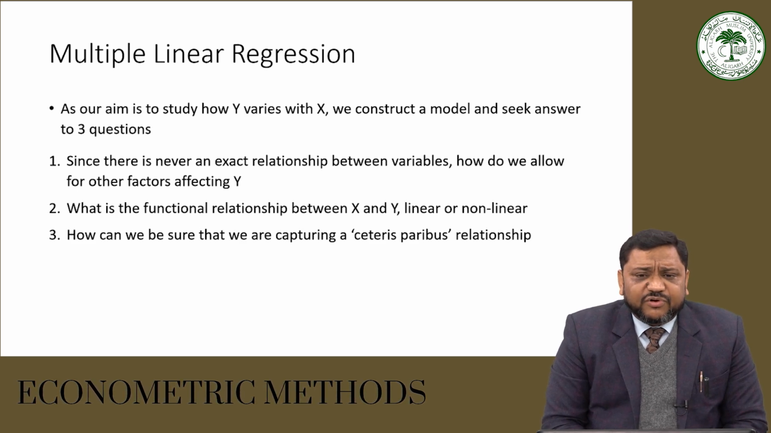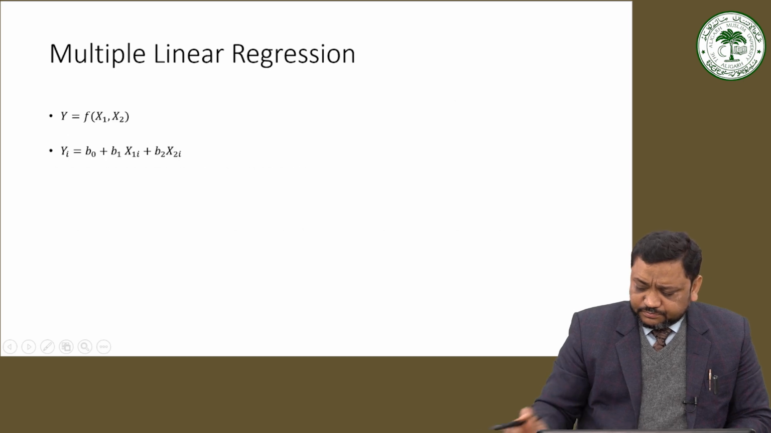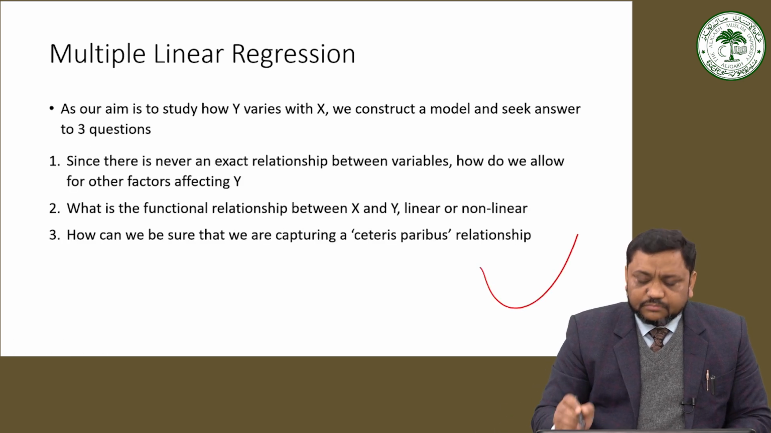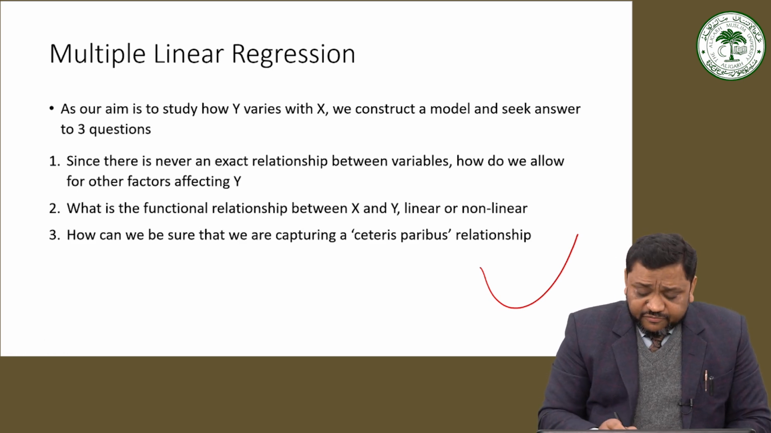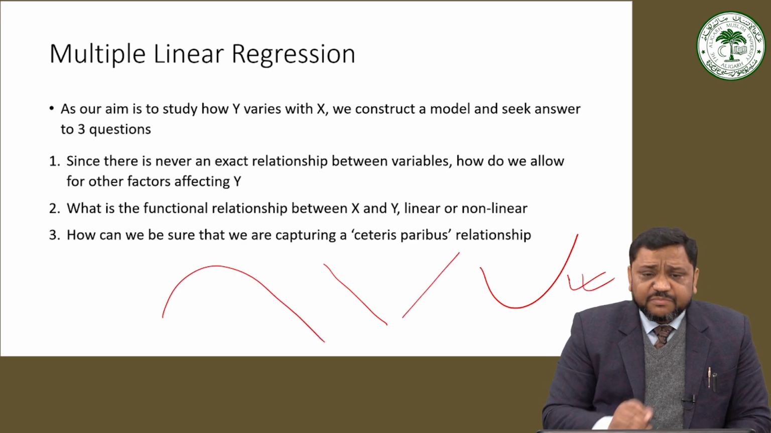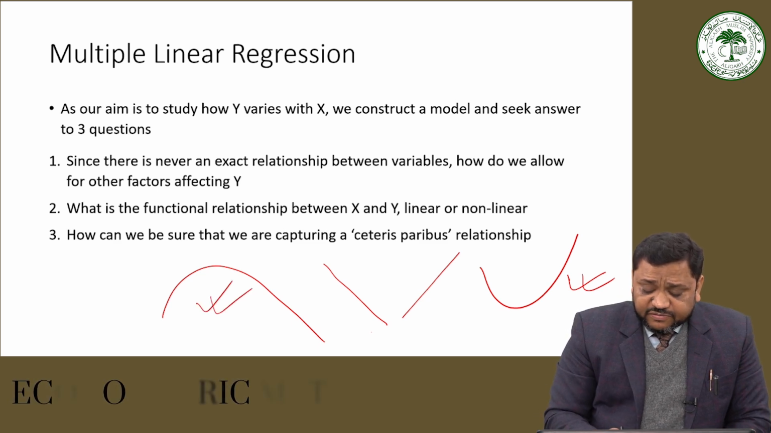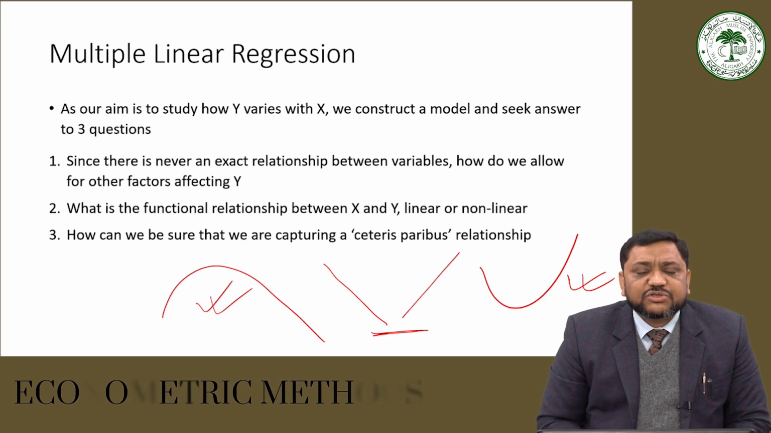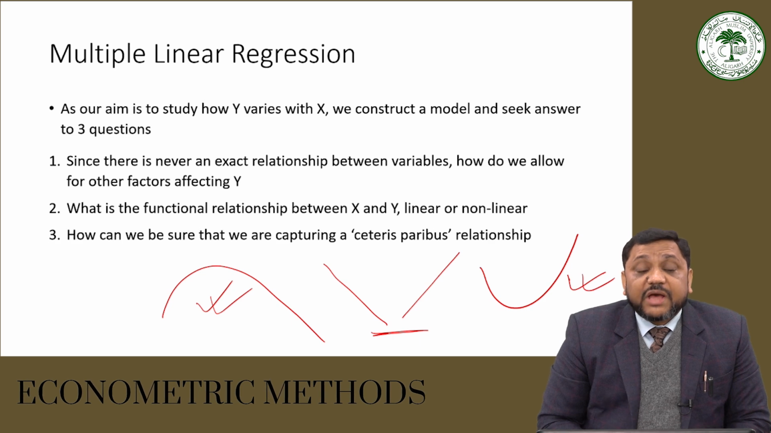Many things in the real world, like your cost curve, if you remember, your cost curve is something like this. Not only the cost curve, your Kuznets curve too. They are not linear, neither like this nor like this; rather, the relationship is like this, a curve. So if this is the form and we are assuming a linear form, then we are doing something wrong. Our model is not properly specified. And the third thing is, how can we be sure that we are capturing a ceteris paribus relationship?